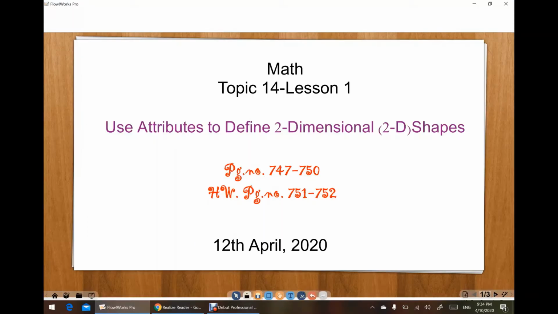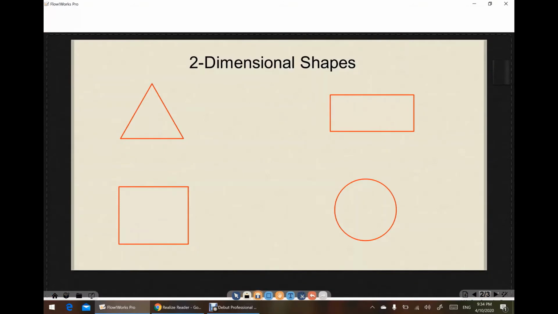And I will explain what we are going to learn in this lesson. Now, here you can see two-dimensional shapes. Two-dimensional shapes means 2D shapes. Now, what do you mean by 2D shapes? Anyone can tell me what 2D shapes are? 2D shapes are the shapes which are flat. It means they have the front and the back. Okay? Those are 2D shapes.